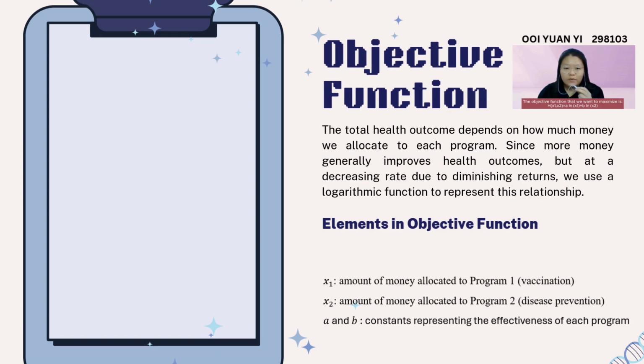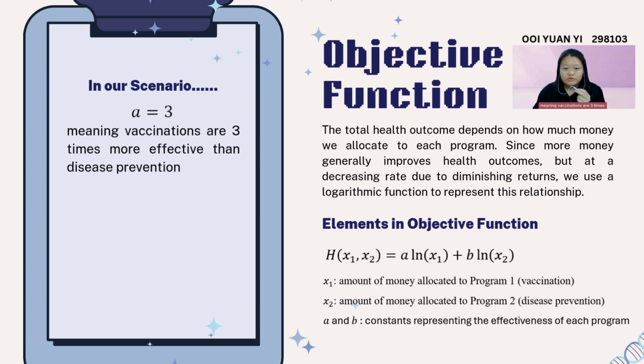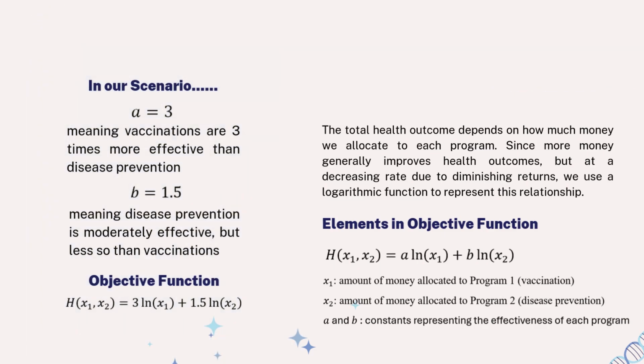The objective function that we want to maximize is h(x1, x2) equal to a ln x1 plus b ln x2. Here, a and b are constants representing the effectiveness of each program. In our example, we have chosen a equal to 3, meaning vaccination is 3 times more effective than disease prevention. b equal to 1.5, meaning disease prevention is moderately effective but less so than vaccination. So our objective function will be h(x1, x2) equal to 3 ln x1 plus 1.5 ln x2.